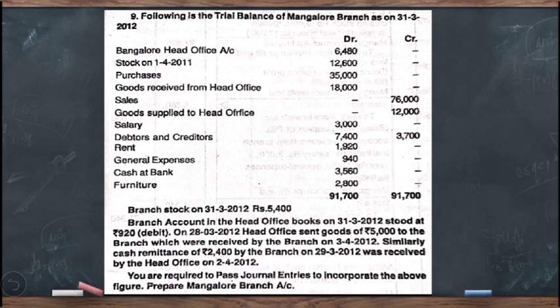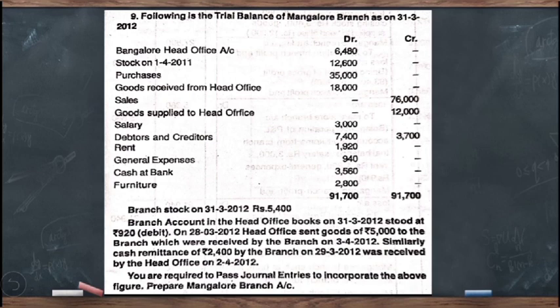closing stock. Then in the paragraph it is given branch account in the books of head office on 31st March 2012 stood at rupees 920 debit balance. Okay. Then on 28th March 2012 head office sent goods of rupees 5,000 to the branch which were received by the branch on 3rd April 2012. Similarly, cash remittance of rupees 2,400 by the branch on 29th March 2012 was received by the head office on 2nd April 2012. You are required to pass journal entries to incorporate the above figure.